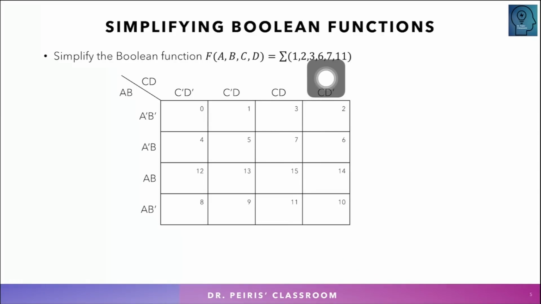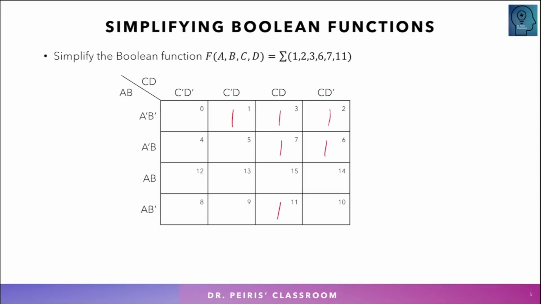We are not going to put zeros because we are interested only in logic 1s. So you go and mark 1s on these minterms. So we have 1, 2, 3, 6, 7, 11. These are the minterms which have a logic 1 following the given sum of minterms: 1, 2, 3, 6, 7, 11.